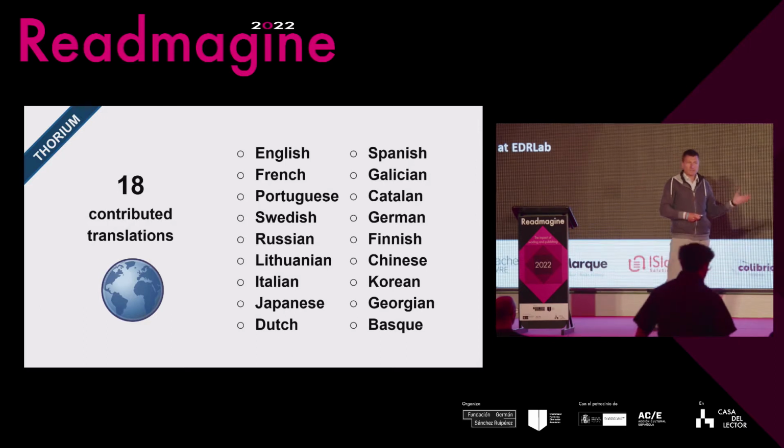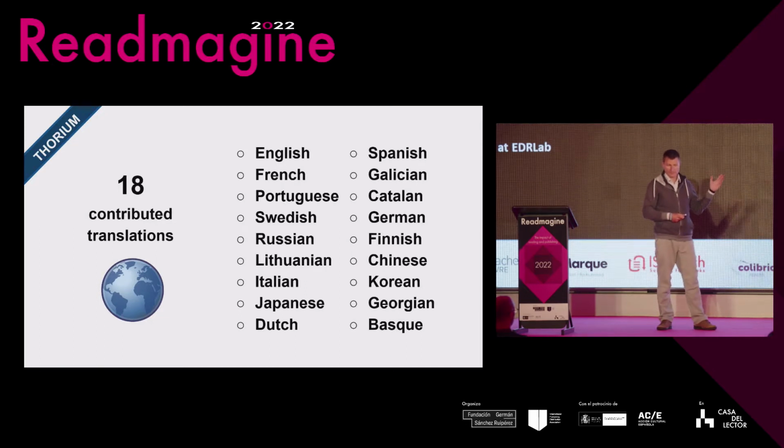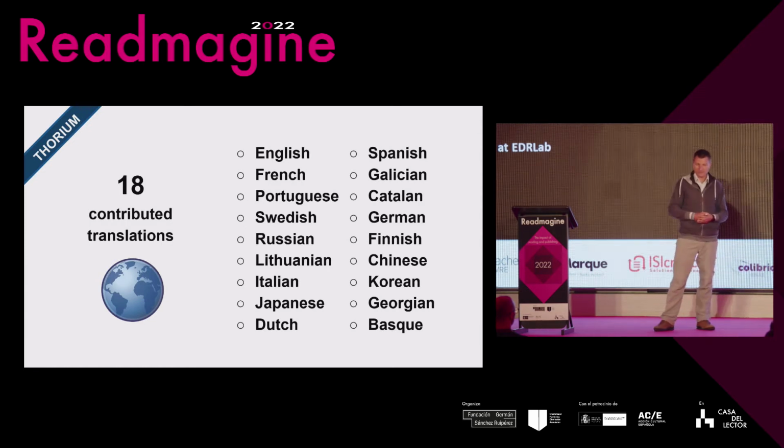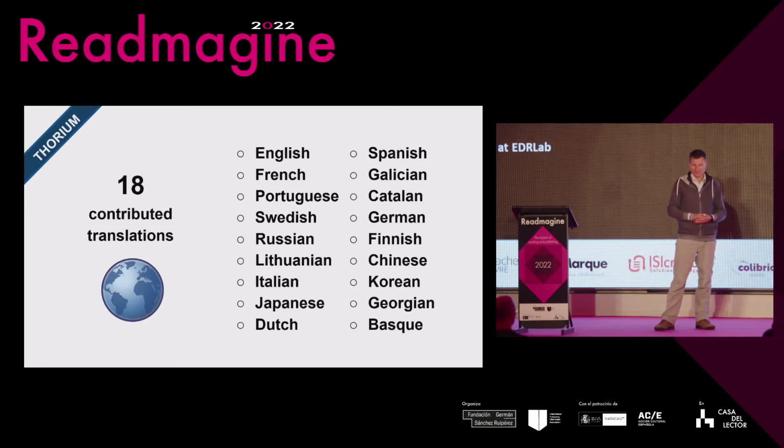Thorium is translated into 18 languages today, thanks to our wonderful international contributors. So I am going to read out loud those languages because some of you in the audience can't see the screen. So we've got English, French, Portuguese, Swedish, Russian, Lithuanian, Italian, Japanese, Dutch, Spanish, Galician, Catalan, German, Finnish, Chinese, Korean, Georgian, and Basque. Recent introductions: Basque, Catalan, Galician, and Spanish, as the lady mentioned in the first presentation today.